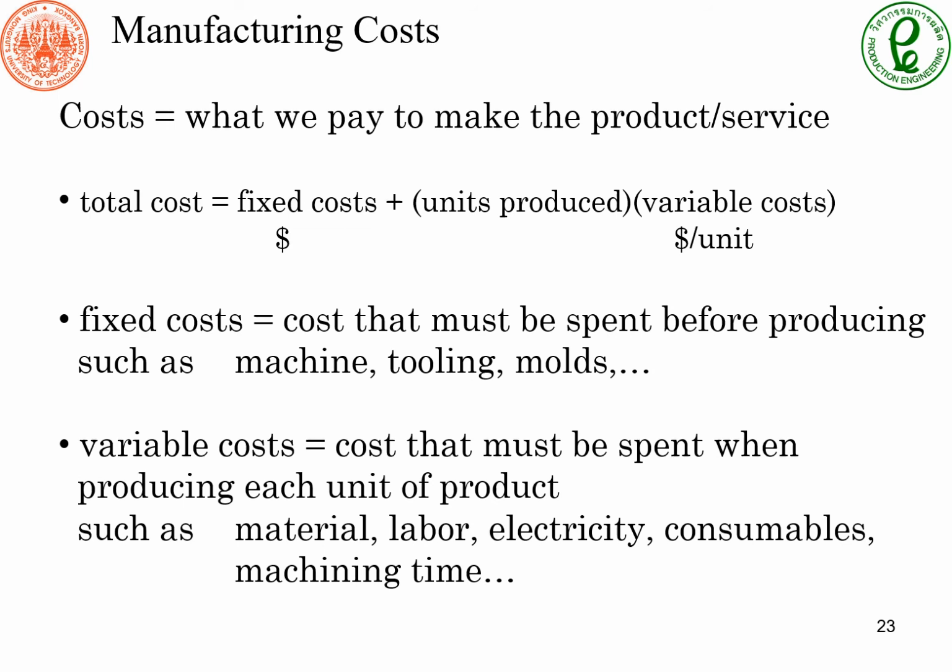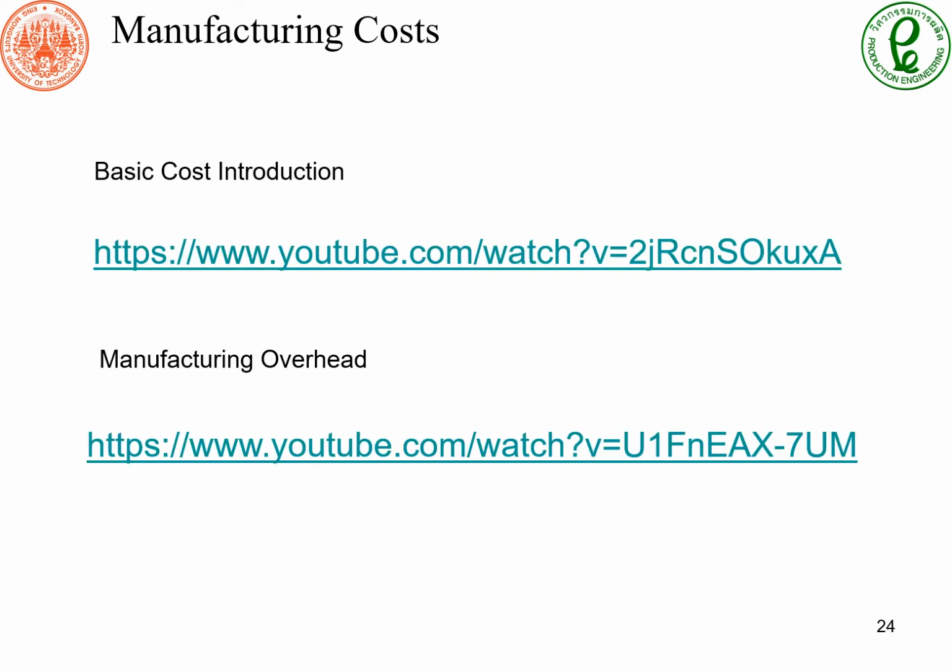Variable cost is the cost that must be spent when producing each unit of product. Whatever we can measure going into a product is included here. Raw material, packaging material, human operators, time to supervise machines, electricity, and consumables such as lubricant, grease, and glue are all included. For a good explanation of manufacturing cost, please study these two videos.